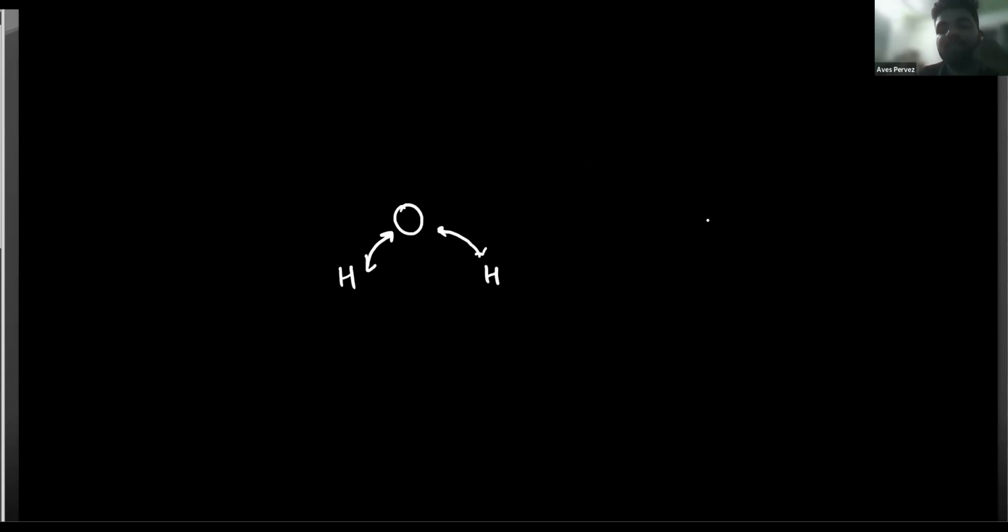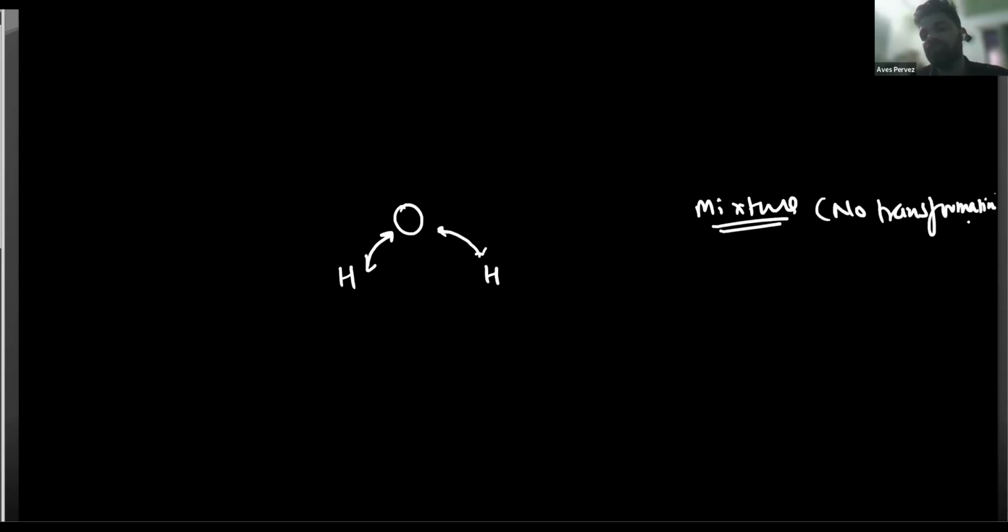But what happens in mixtures? In a mixture, there is no transfer or sharing of electrons taking place.